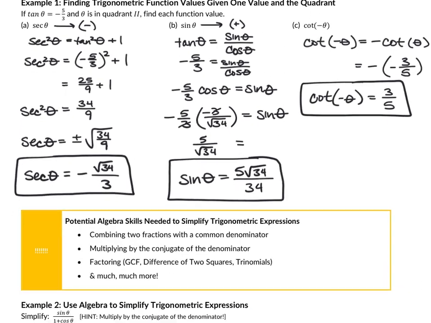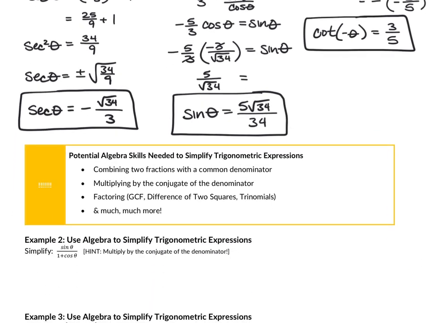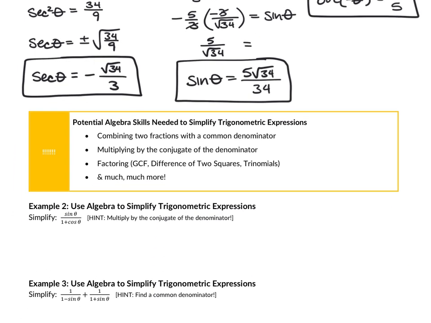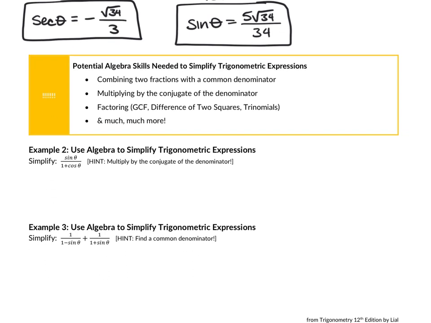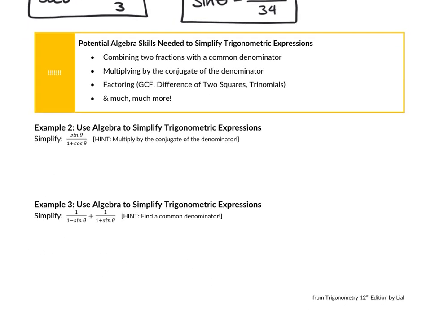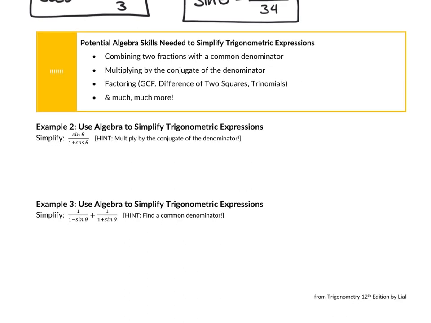Now, some of the things we're going to be doing in this chapter is simplifying or proving/verifying different trigonometric expressions. So here's some potential algebra skills that you might need to simplify a trigonometric expression. You might have to combine two fractions with a common denominator. Okay, I'll show you an example of that soon.